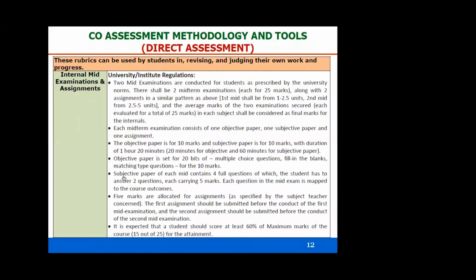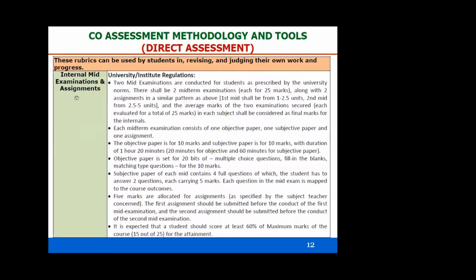Now, during direct assessment, here I have taken one sample of university evaluation parameters related to a theory course, a practical course, a project related course, even some seminar related, even some comprehensive viva based type. As for curriculum, the different types of courses and regulations are taken by seeing the curriculum designed by the university or autonomous college, whatever curriculum we are following in the current assessment year. So now, as for direct assessment, CO assessment methodology and tools. These rubrics can be used by students in revising and judging their own work and progress, after the end of the course.